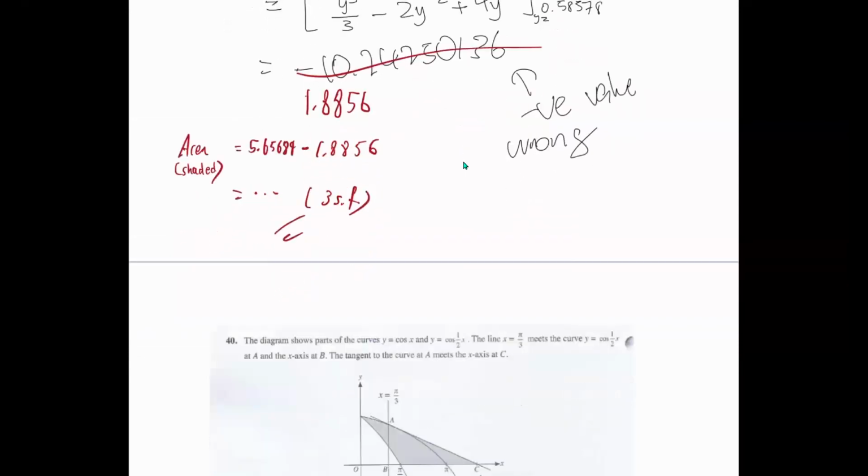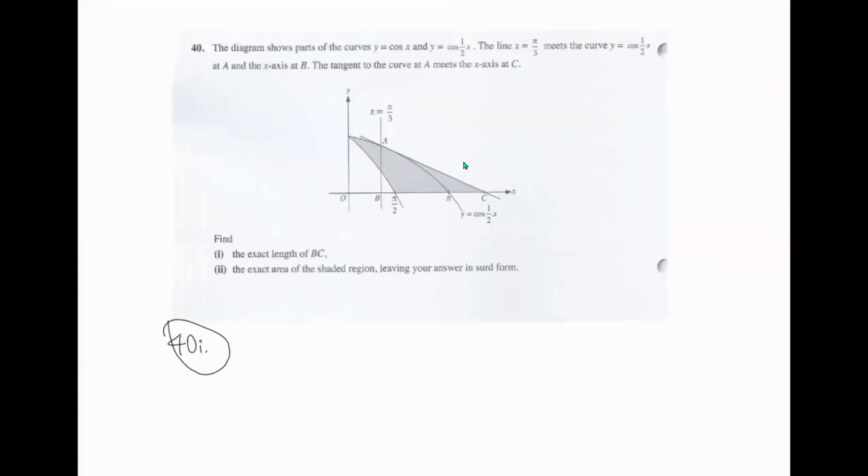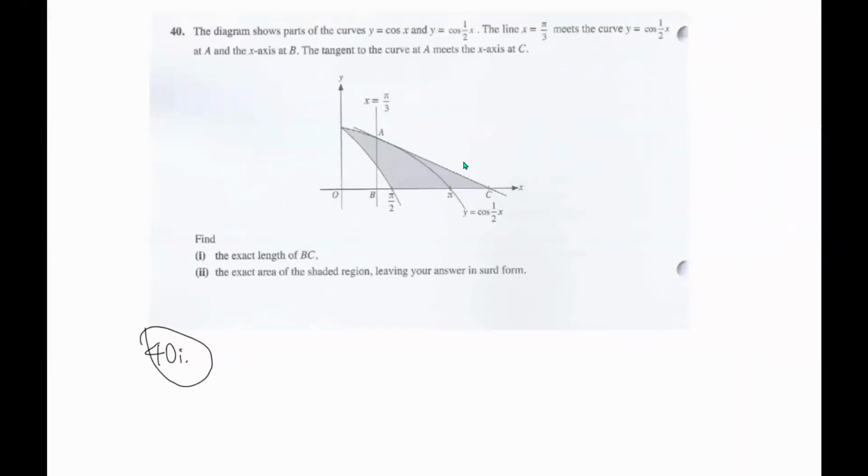Yeah. So last question. Diagram below shows parts of the curve y equal to cos x and y equal to cos half x. So where is my cos x? It's here. Cos half x is over there. The line x equals to pi over 3 meets the curve y equal to cos half x at point A, and the x-axis at B. The tangent to the curve at point A meets the y-axis at C. Find the exact length of BC.